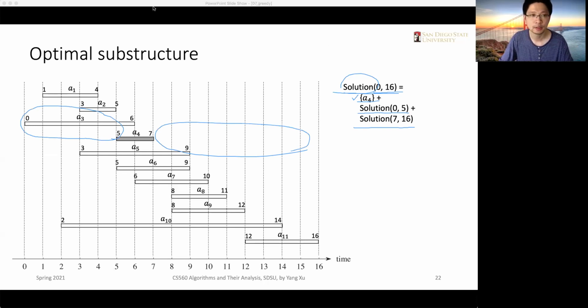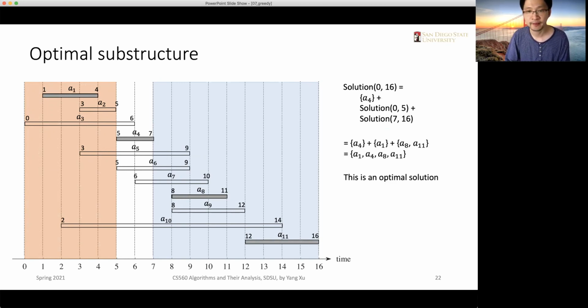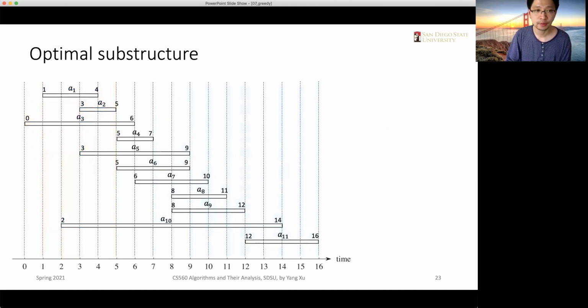Okay, so this is a typical optimal substructure, right? So we are considering two ranges. After A4 is selected, there's two regions we need to consider, okay? Because there's space to make further selections on both sides, right? In this case, we are lucky to get another optimal solution, which is A1, A4, A8, and A11, right? So this is an optimal solution, okay?